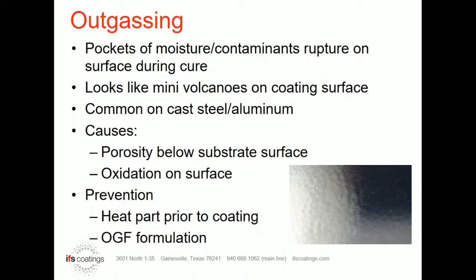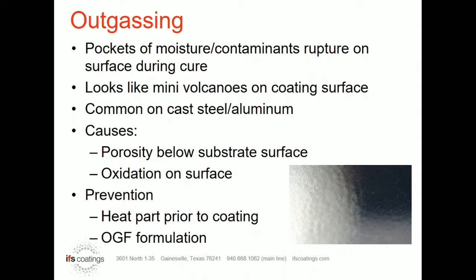Most commonly, porosity below the surface of the substrate or oxidization on the surface. We all know that oxidization can kick off a whole host of issues. If you're working with hot dip galvanized or aluminum and it's left lying around or outside, it can easily begin to oxidize. The result's then going to be outgassing if the oxidization is not removed before coating.